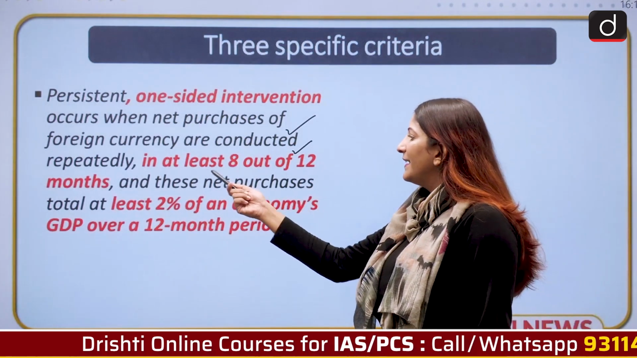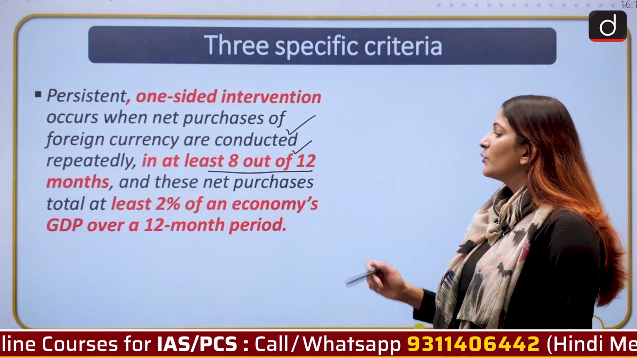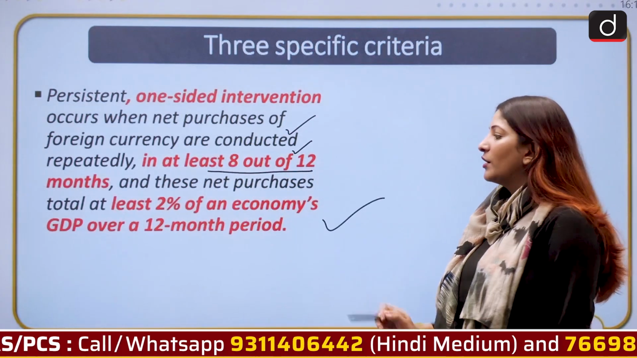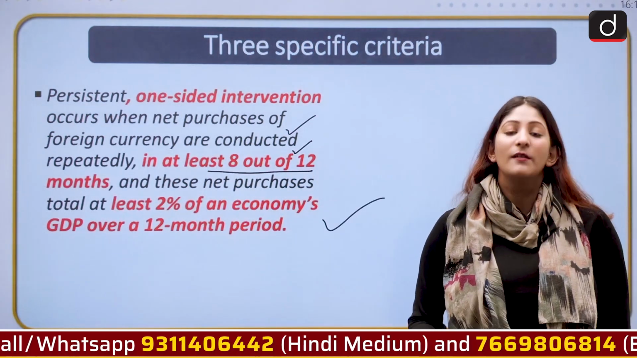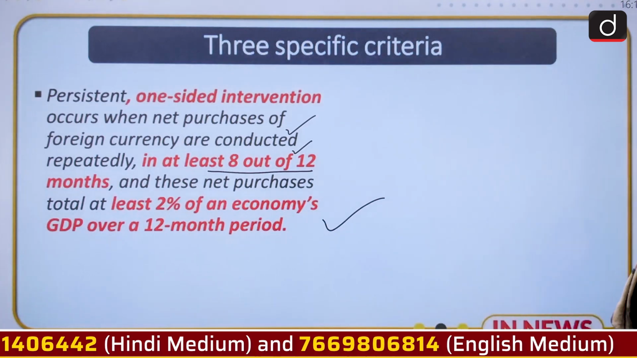Now, this could be in at least 8 out of 12 months, and these net purchases total at least 2% of an economy's GDP over a 12-month period. So these 3 points, remember them. If it is asked in the prelims examination, you can mark them.